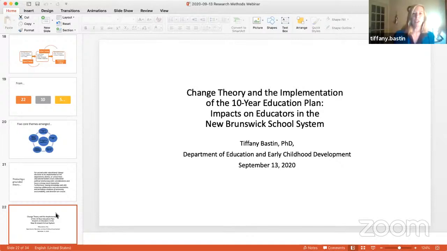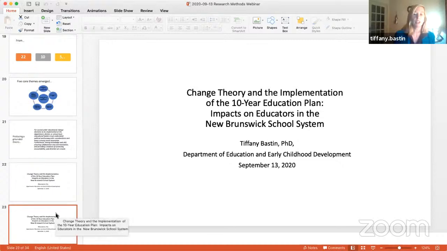So my research was looking at change theory as it related to the implementation of our 10-year education plan. So this would be our strategic plan, and I work at the Department of Education and Early Childhood Development. And so this particular study looked at one part of the initiatives within the 10-year education plan.